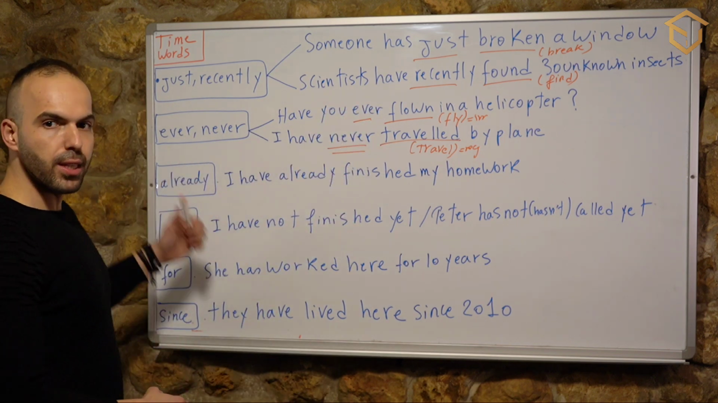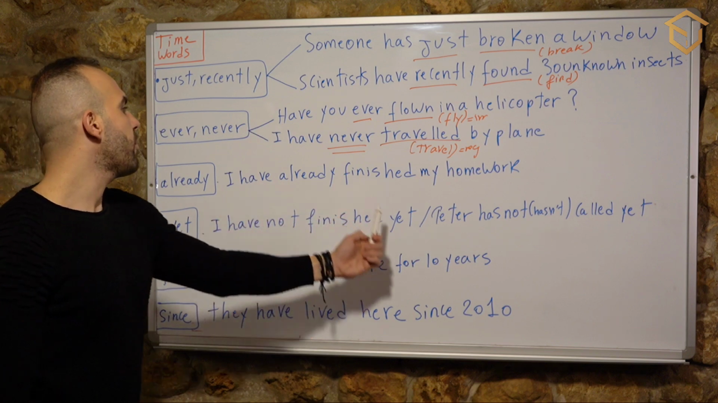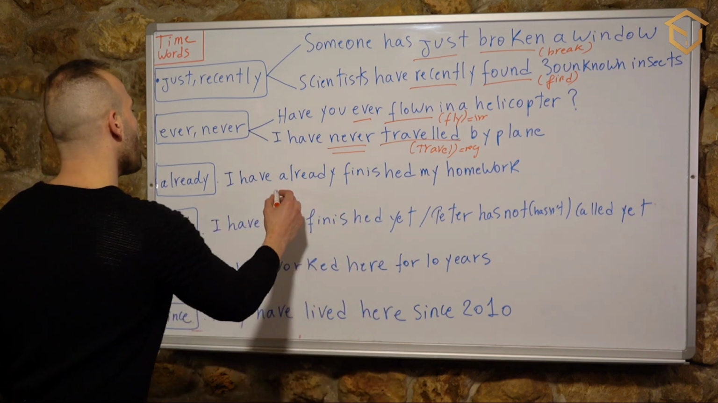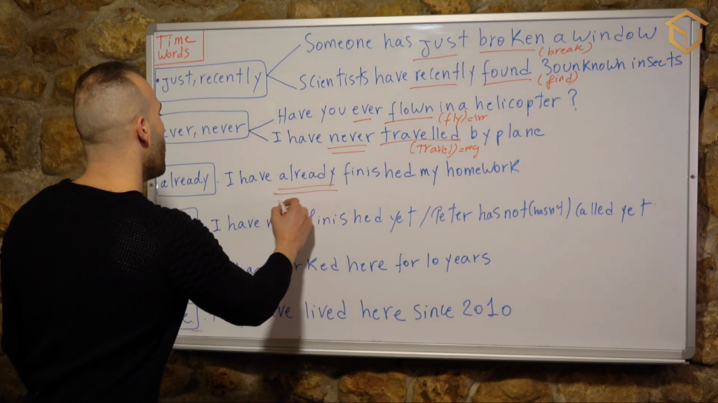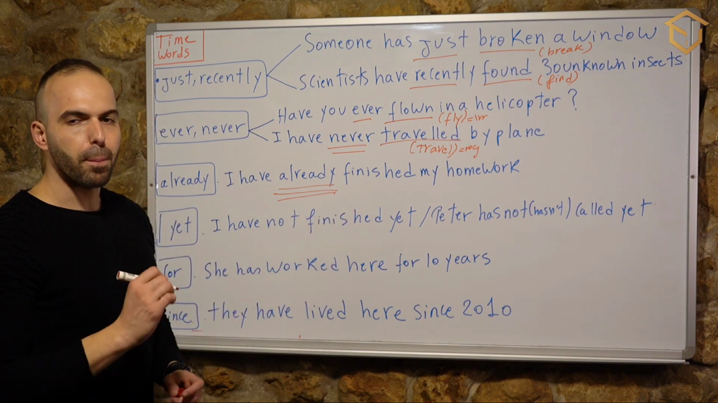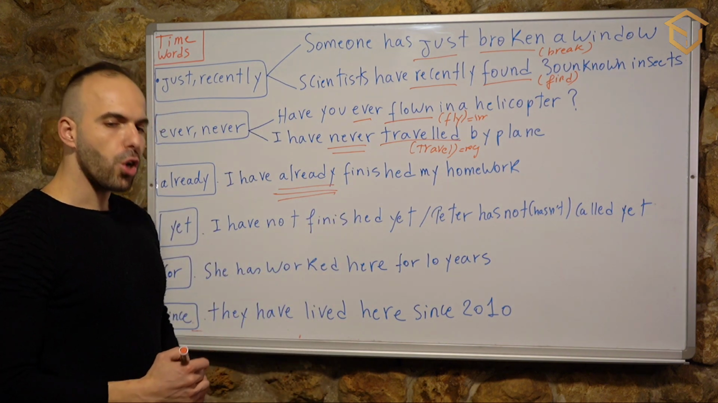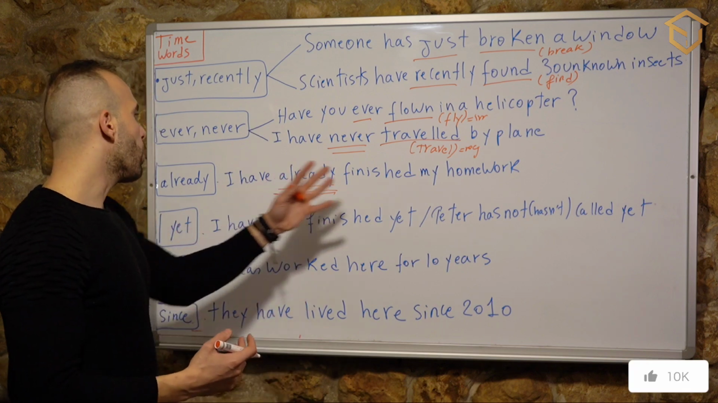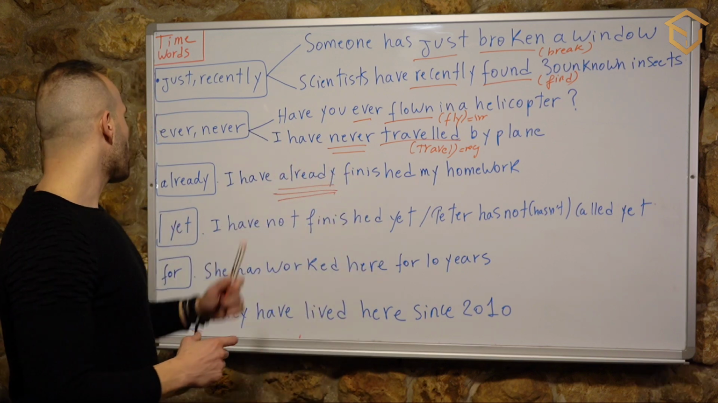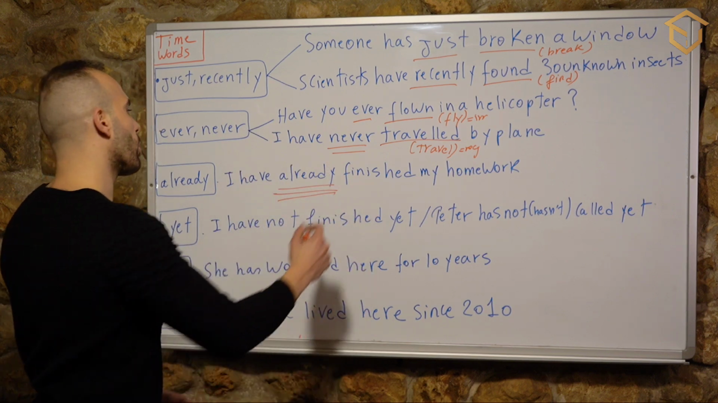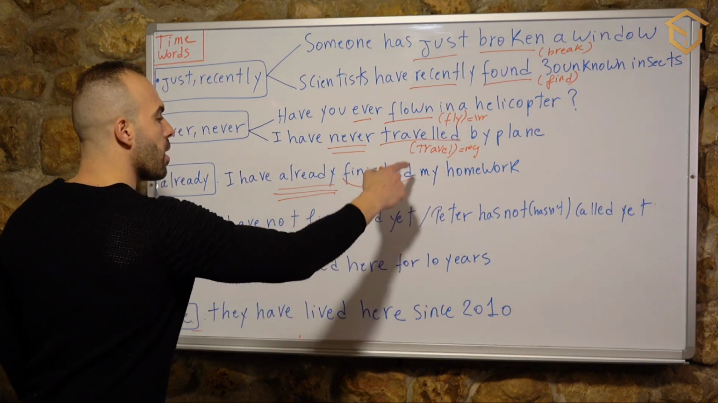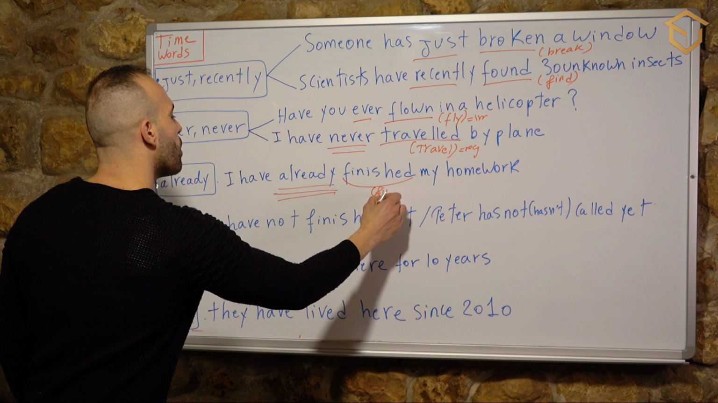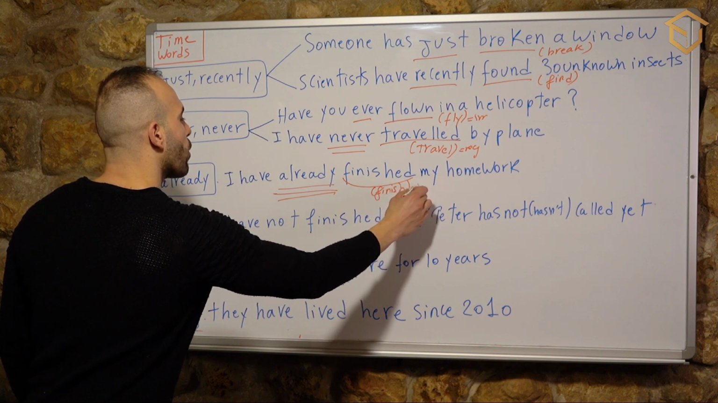Moving now to already. I have already finished my homework. Same as well. Many people use already with past simple form. I also don't recommend that. It's better to use it with perfect tense. So I have already finished my homework. As you can see, finished is the past participle form of the verb finish, and it's a regular verb.